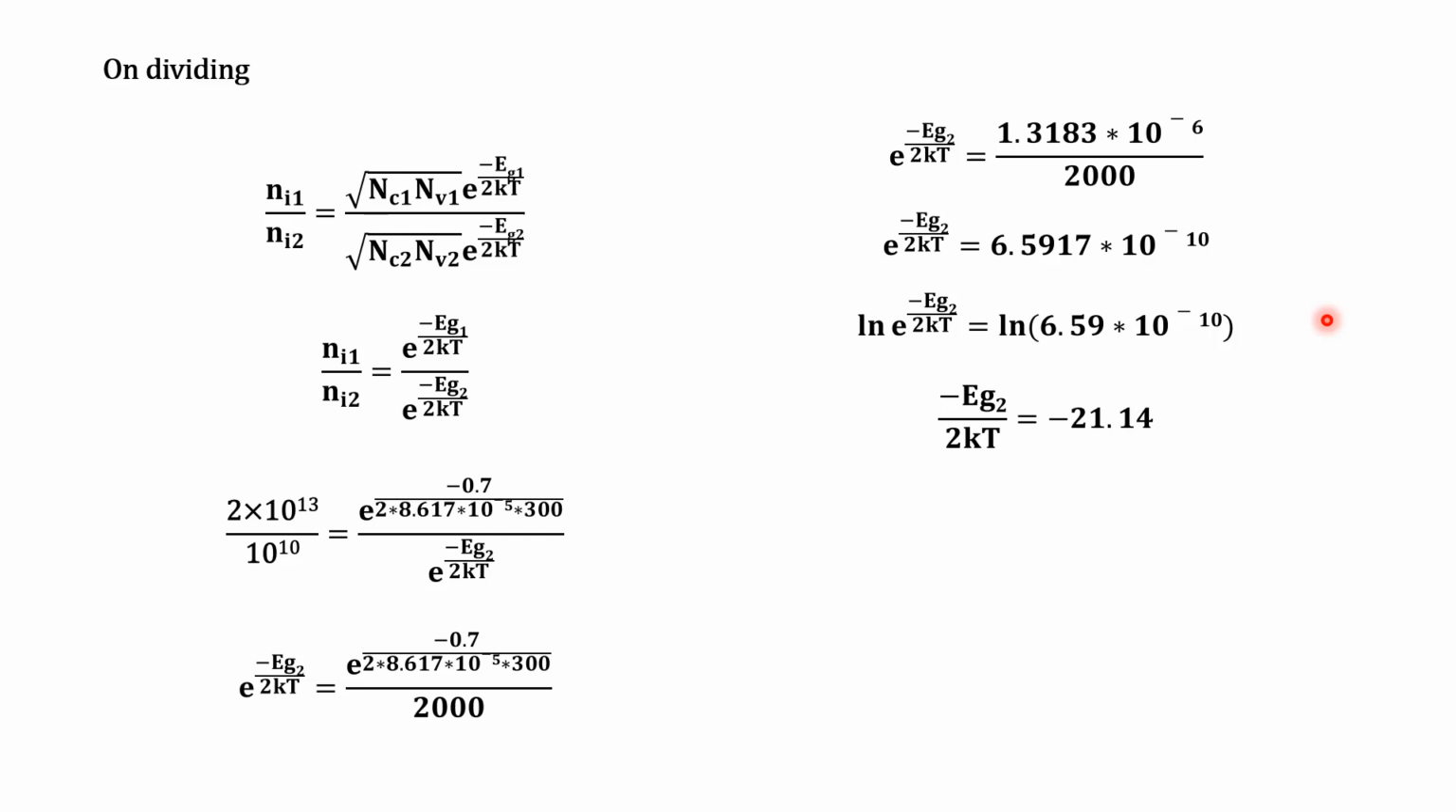Yes, ma'am, we are able to understand. Ma'am, is it possible that we cancel out e raised to 2kT on both sides? No, that we cannot cancel. That is because here already we have a constant on the top, right? Minus Eg1 is a constant, right?